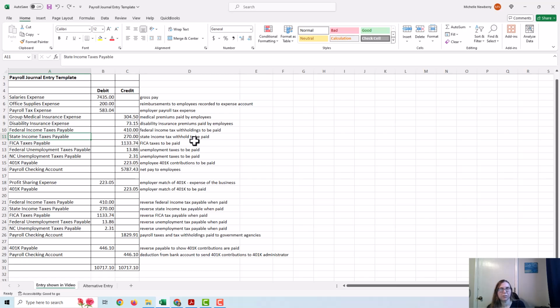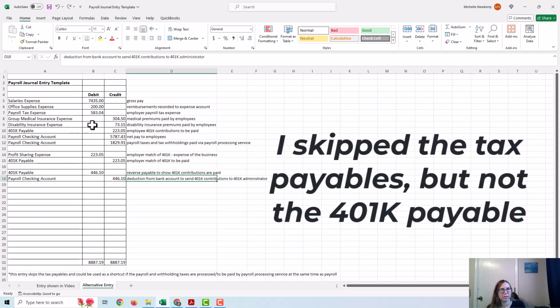But I'm assuming you're using a payroll processing service to pay them all. So in my alternative entry, I skipped all of those payables. There are no tax payable accounts. I just directly deducted the payroll checking account.